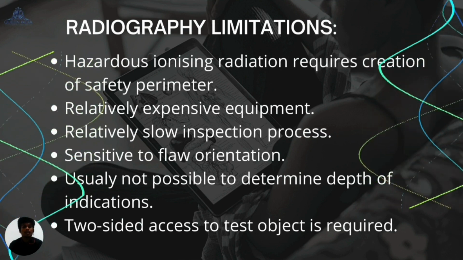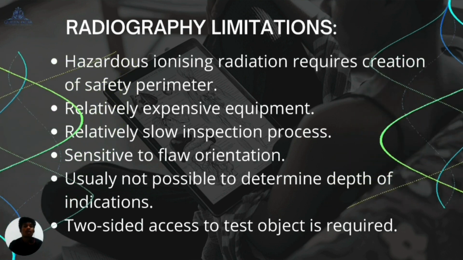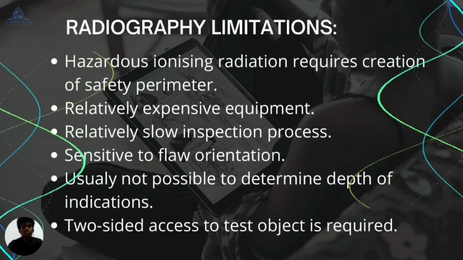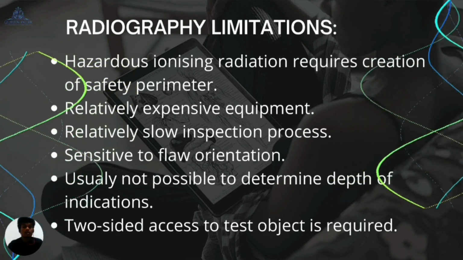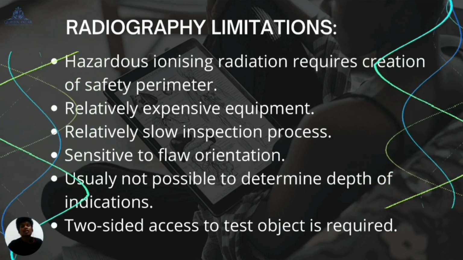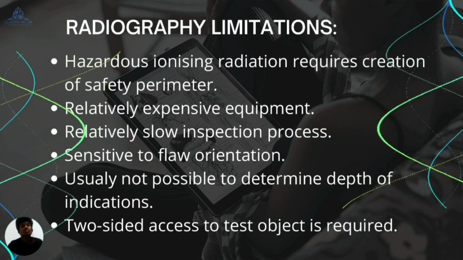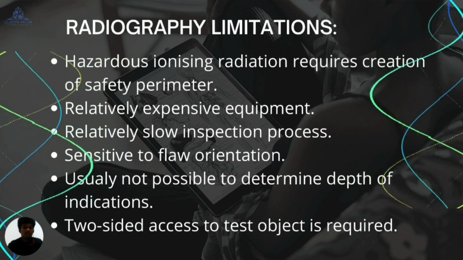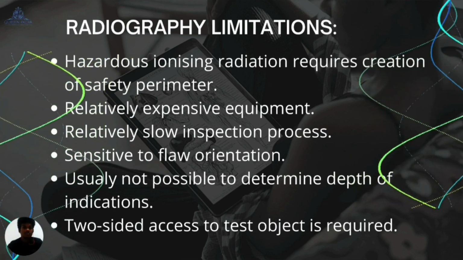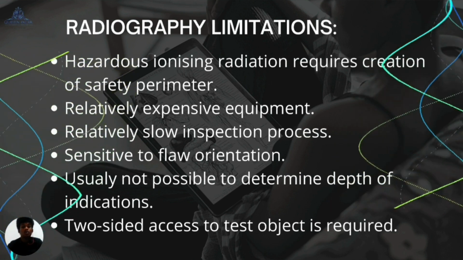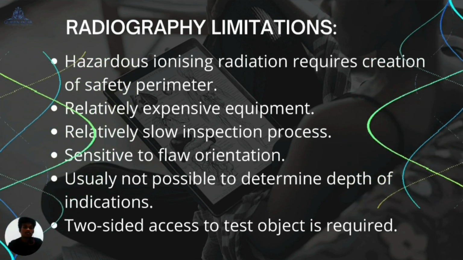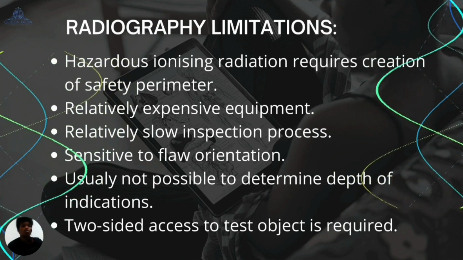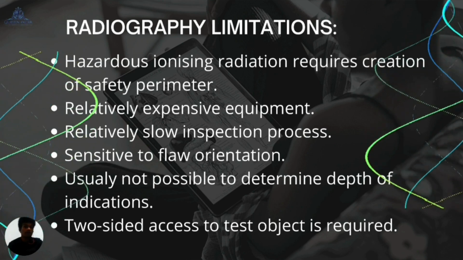The fourth limitation is that it is sensitive to flaw orientation. Number five, we cannot determine the depth and position of the defects in the material given for the inspection process. And the final limitation is that the testing material requires two-sided access. Now I have given the overall presentation of radiographic testing.